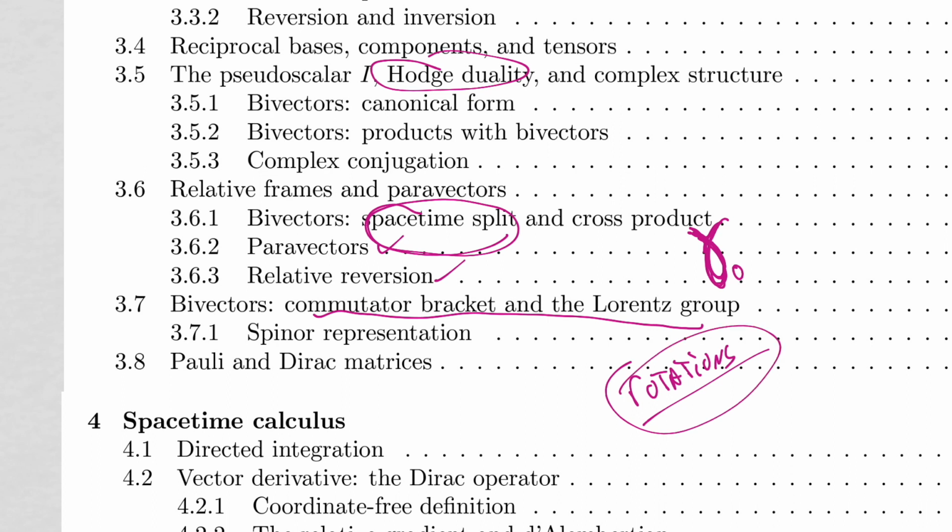And then spinor representation and the Pauli and Dirac matrices, I guess this is where they're going to make the connection between the gamma unit vectors and the gamma matrices of Dirac, which will be very interesting. Okay, so with that review, let us continue just reading the paper.